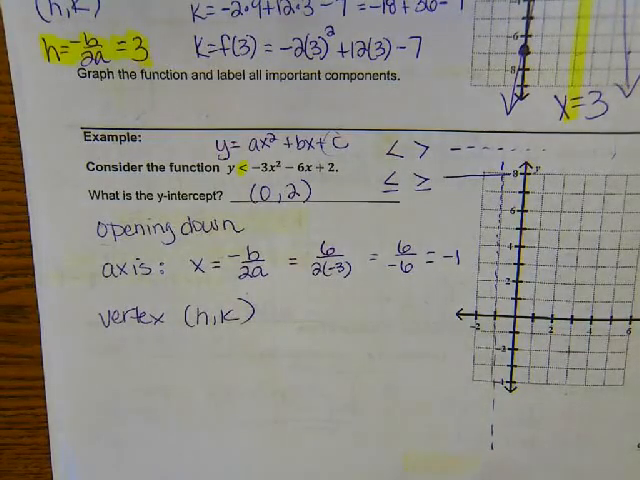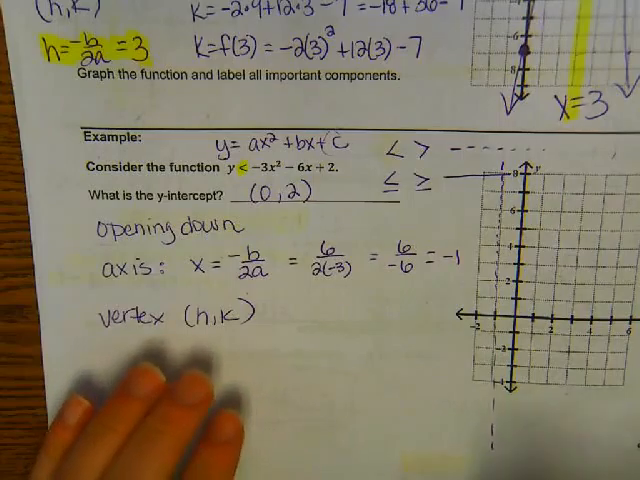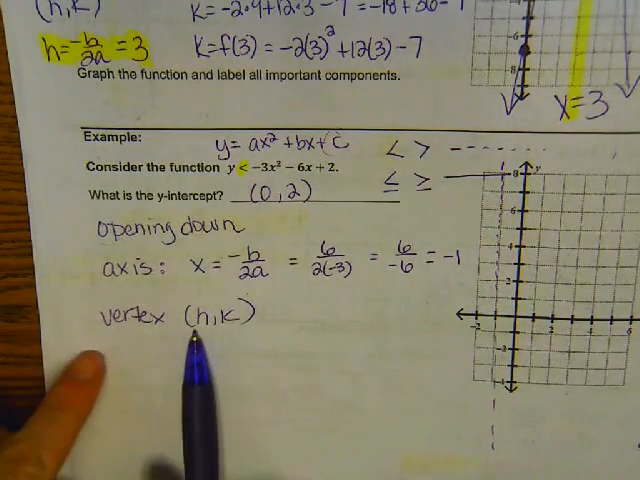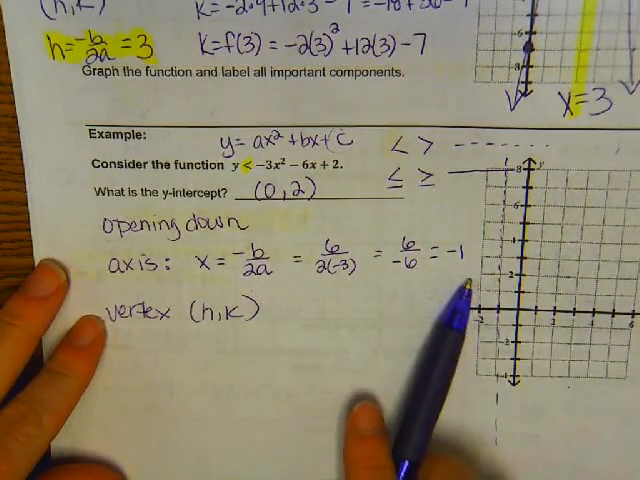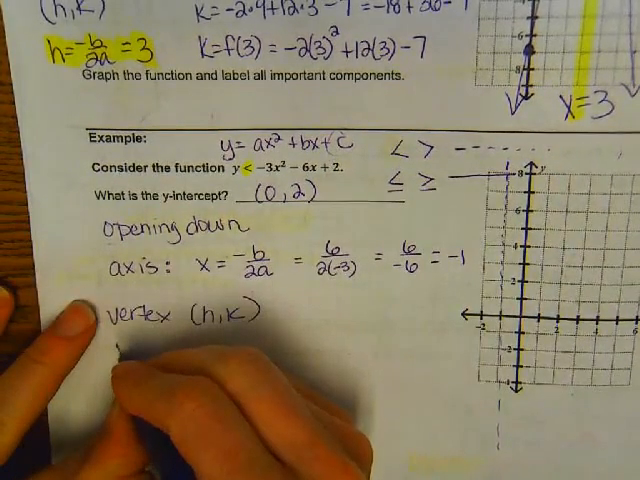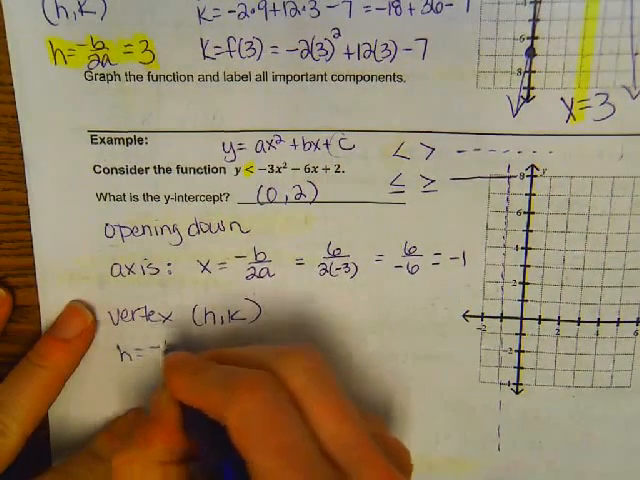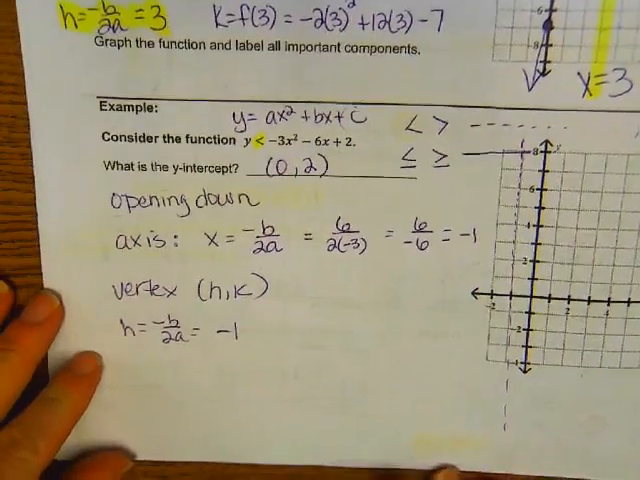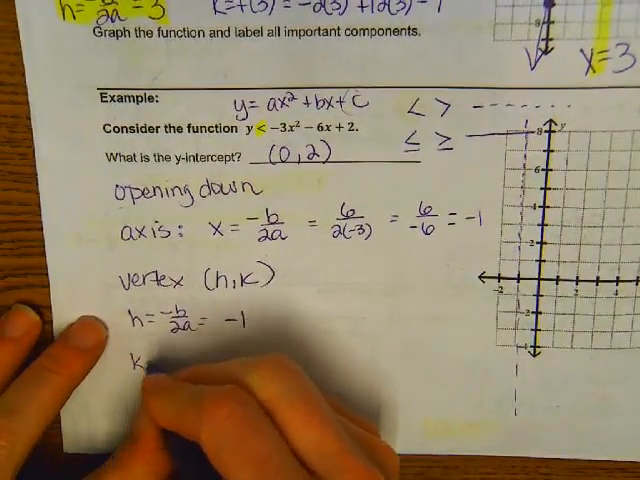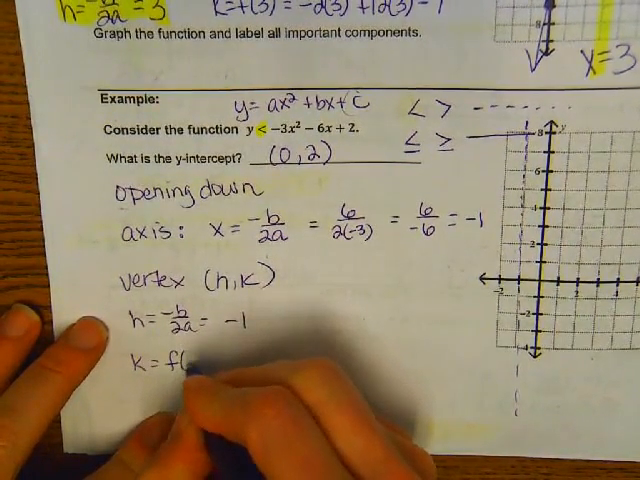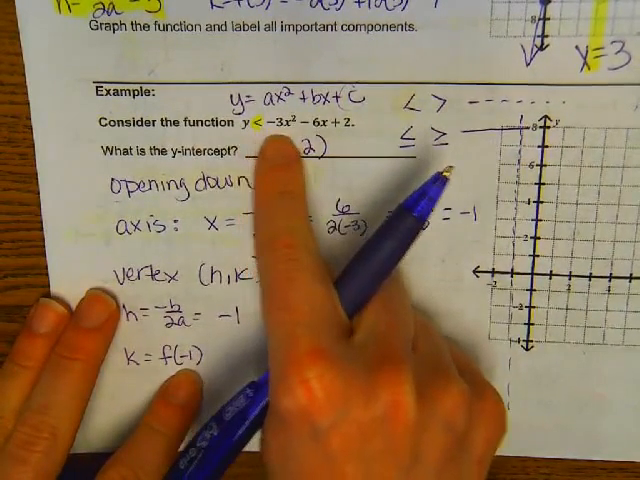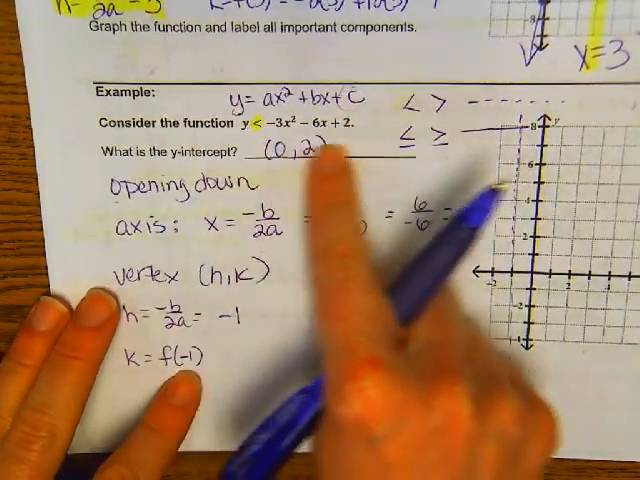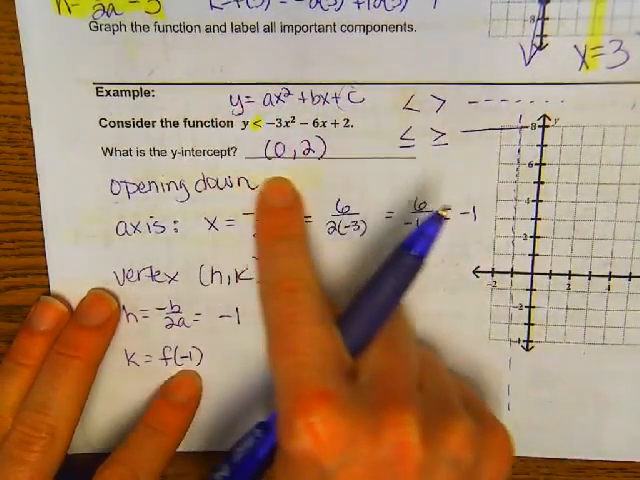Alright, so we're back. The vertex is HK, and the H is the x-coordinate. The x-coordinate is the same number as the axis. So H is negative b over 2a. We found that already. That gave us negative 1. To find K, we are going to find f of negative 1. That simply means in our function above, we are going to evaluate it when x equals negative 1.